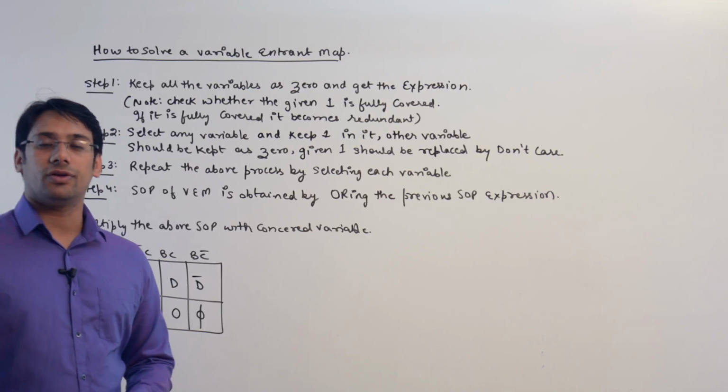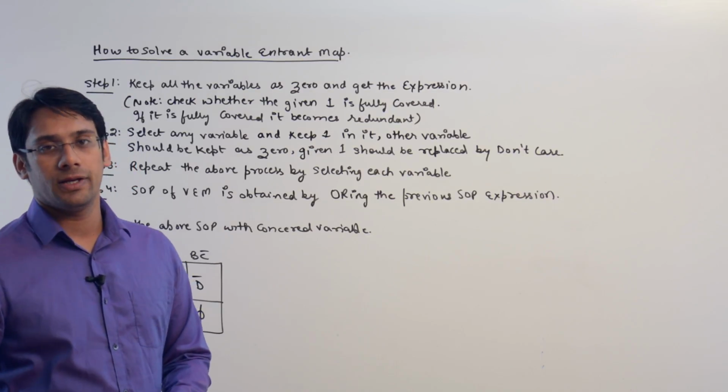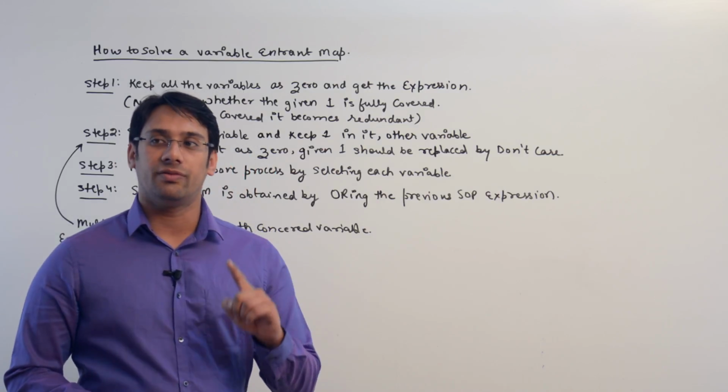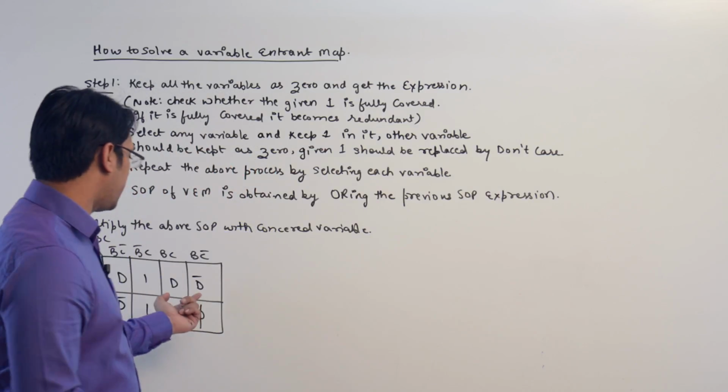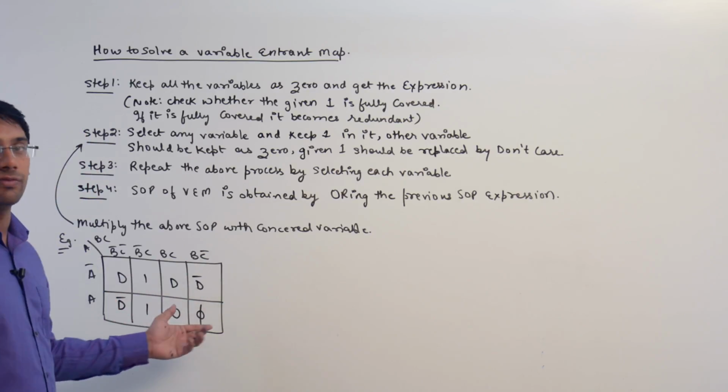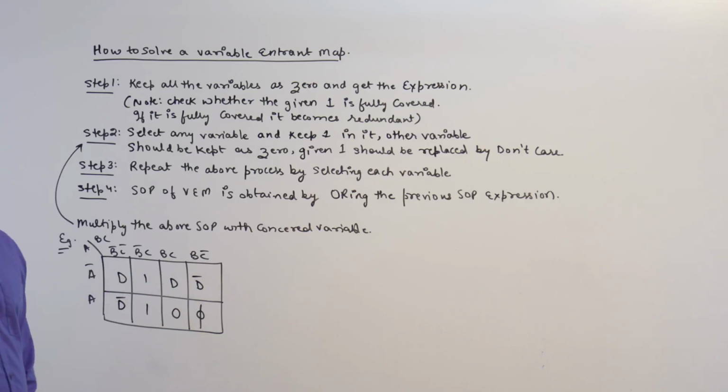Now let us see how to solve a variable entrant K-map. Initially we will start with solving the variable entrant K-map which contains only one variable as the entrant, and then we will solve the variable entrant K-map where we may have more than one variable inside the K-map. Okay, so let us read the procedure first.